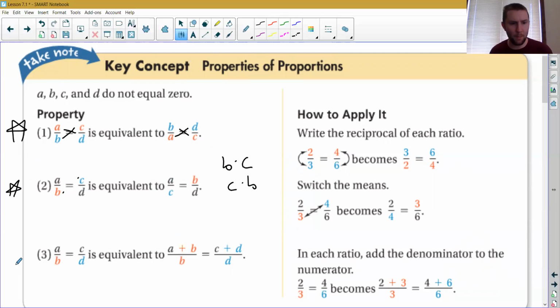And then finally, the third property of proportions is that we can add the denominator to the numerator on both sides, and it keeps exactly the same ratio. It's basically adding 1 to the whole ratio, and as long as I add 1 on both sides, it doesn't really matter. Here you notice they've added b on the top of the left side, and they've added d on the top of the right side. So they take the denominator and add it on the top, and you get something that is exactly equivalent.